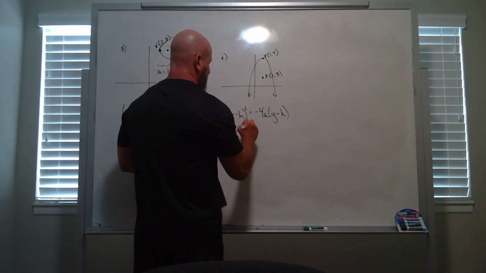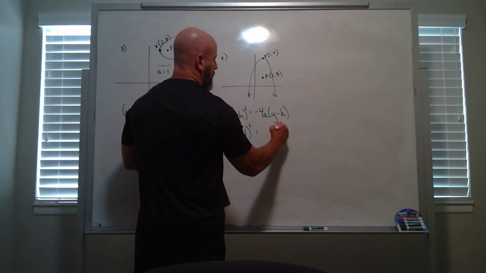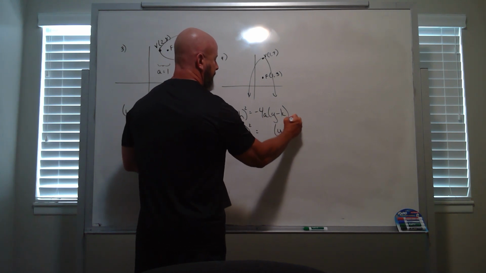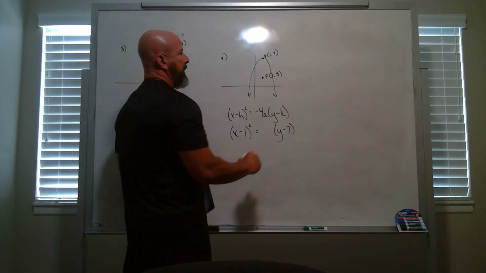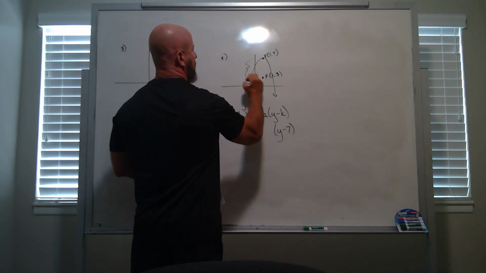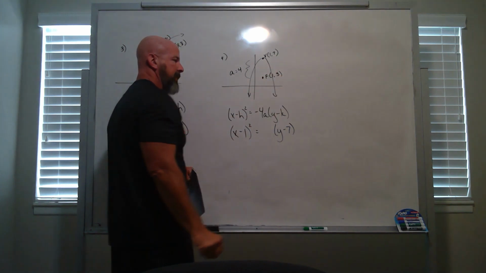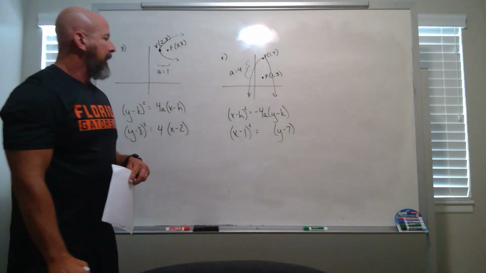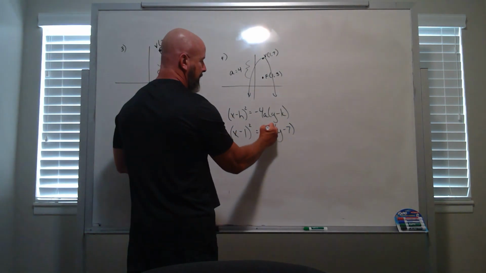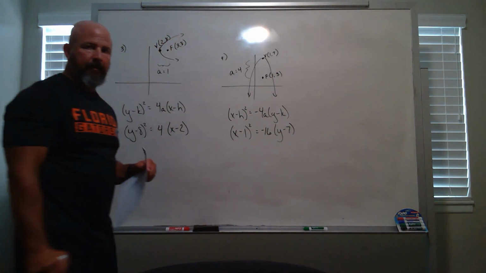(x minus 1) squared, y minus 7 over there. I need that a value. So right here, from vertex to focus, a would be 4 units going from 7 down to 3. And so 4 times 4 is 16. There's my negative 16 there.